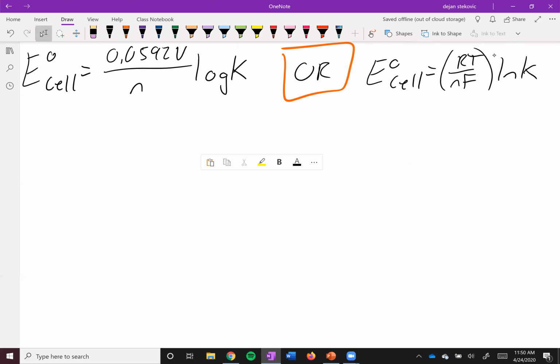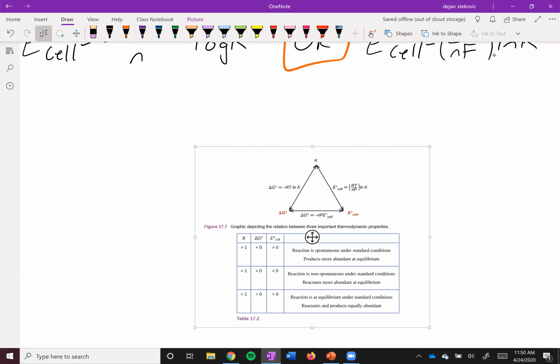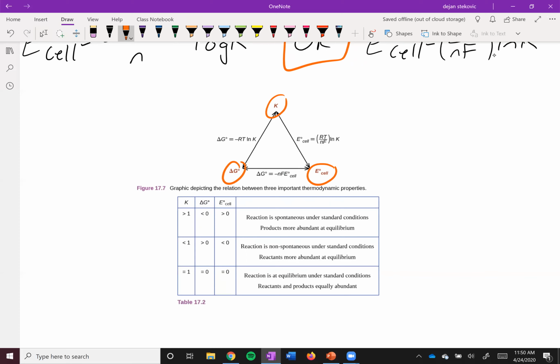And I like this diagram from your book right here. You can see you can go from delta G to K to E cell or any way in between. And then there are the equations for all of them, right? And then here's what we stated previously with the relationships between K, delta G, and E cell, and it kind of gives you a definition of each. So go ahead, check those out, make sure you understand them.